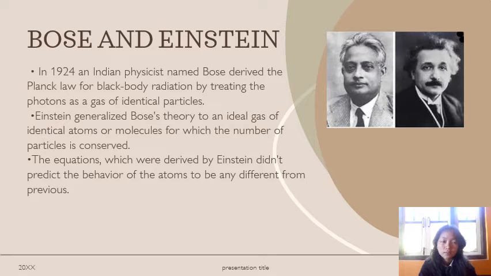Bose and Einstein. In 1924, an Indian physicist named Bose derived Planck's law of black body radiation by treating the photon as a gas of identical particles. Einstein generalized Bose's theory to an ideal gas of identical atoms or molecules for which the number of particles is conserved. The equations derived by Einstein didn't predict the behavior of atoms to be any different from the previous.